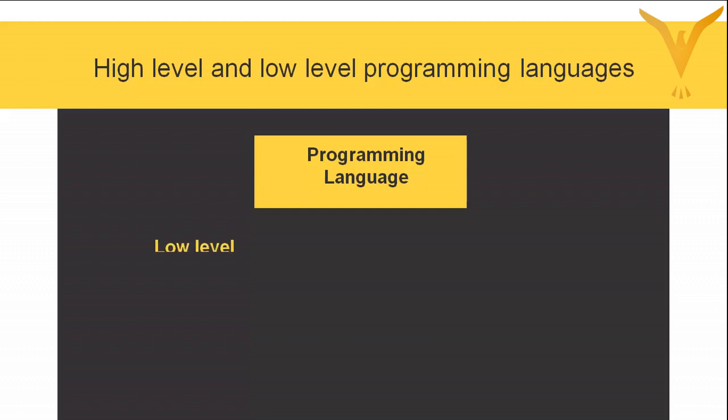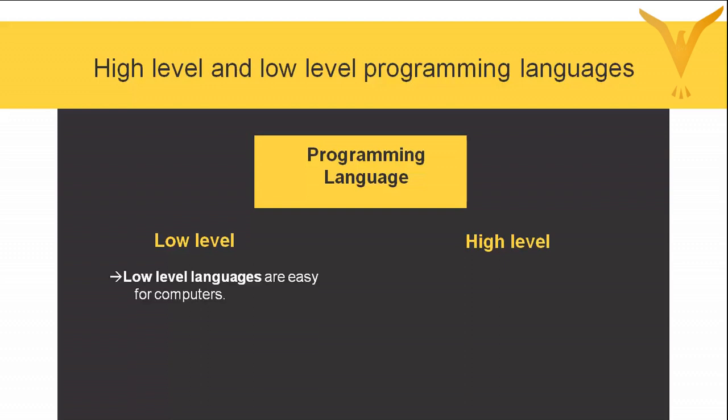Okay, so your programming languages are categorized into two things. The very first is a low level language, and the second one is your high level programming language. Now let's quickly see what exactly a low level language is. Low level languages are basically easy for computers. Why? Because they are written in computer understandable languages, which are your machine language and, second, your assembly languages. Examples of low level programming languages are machine languages, which are written in zeros and ones, and assembly languages, which are written in commands.